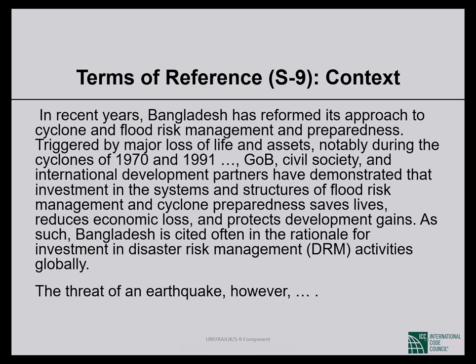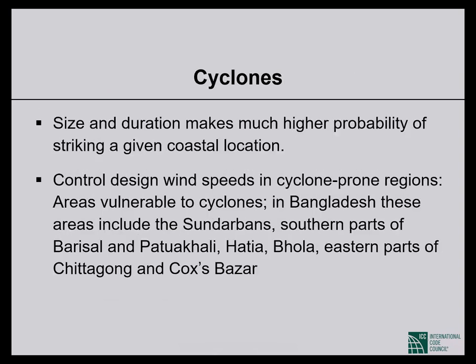And then the World Bank document goes on to say that earthquakes are a different story, and that much of S9 is devoted to what do we do about earthquakes. But it is good to know that Bangladesh has been successful, very successful, in containing the effects of cyclones, which are relatively not uncommon in the country. So size and duration of cyclones makes much higher probability of striking a given coastal location, unlike tornadoes, which are unlikely at a particular location.